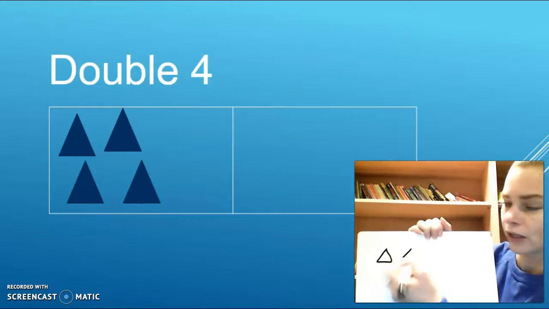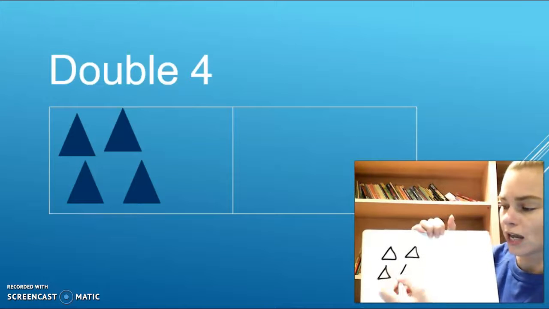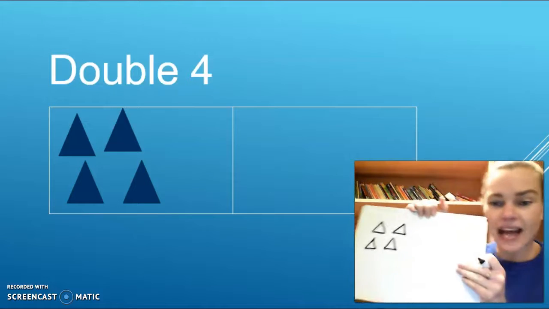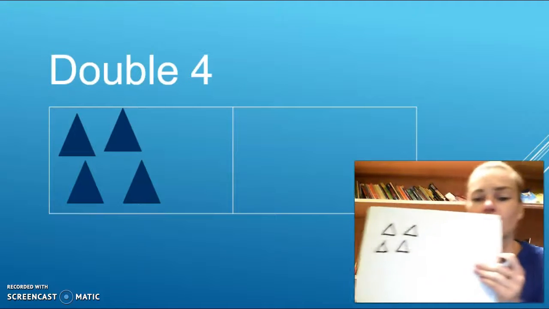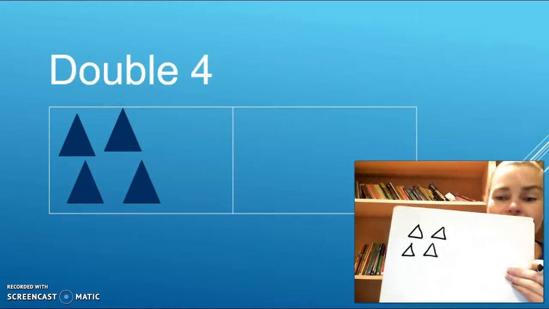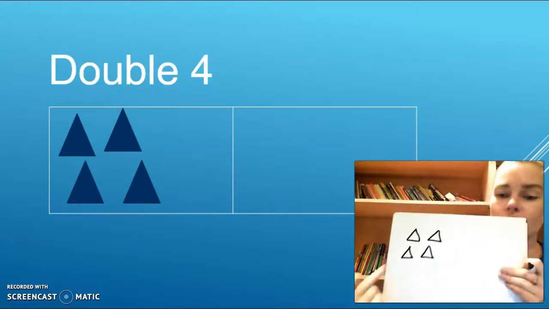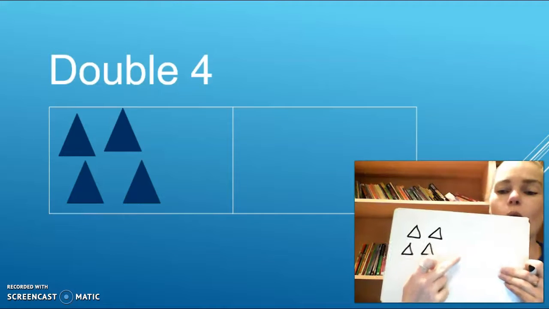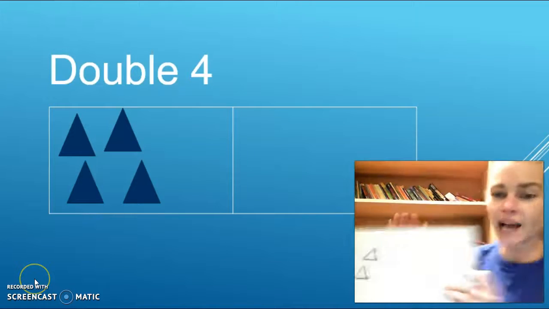So 1, 2, 3, 4. Then we're going to double 4. So when we double a number, we add the same number again. So can you add 4 more? So we've got 4, draw 4 more now, please. And I'm going to do that now.